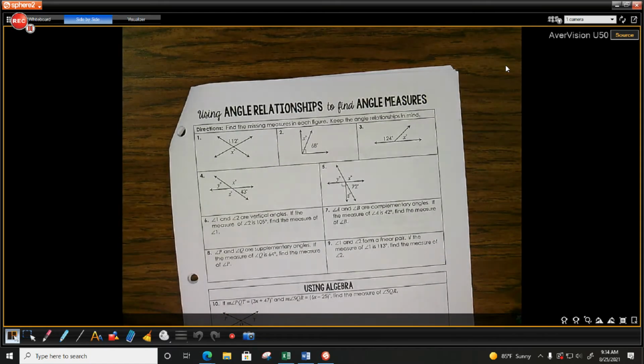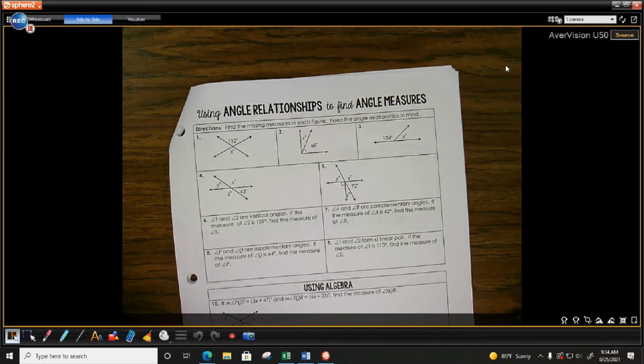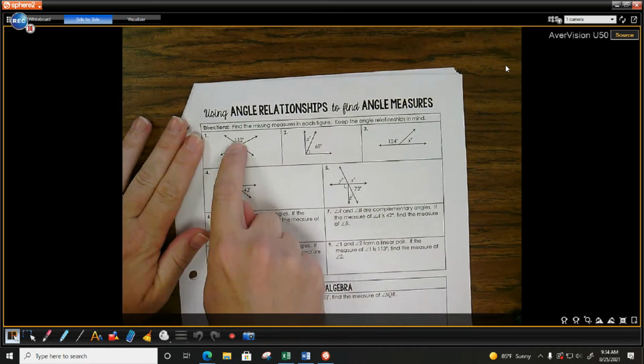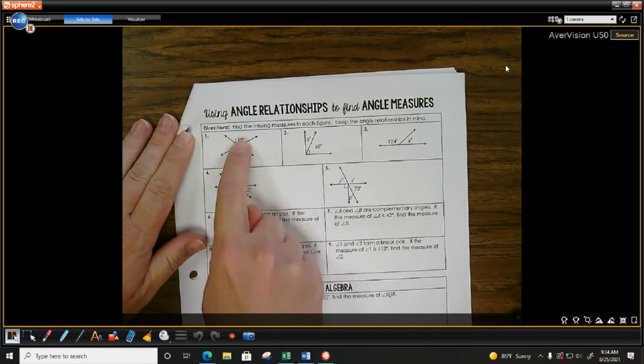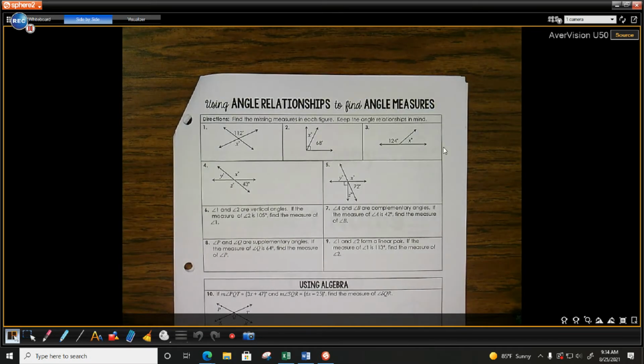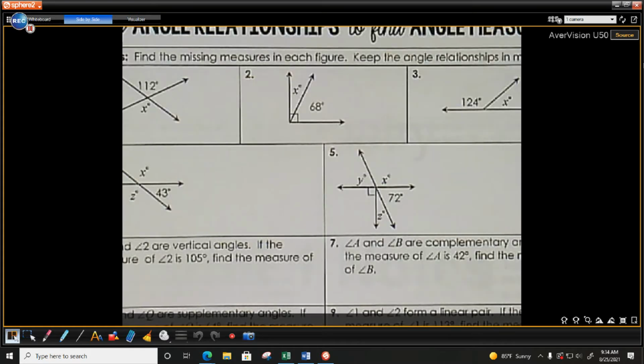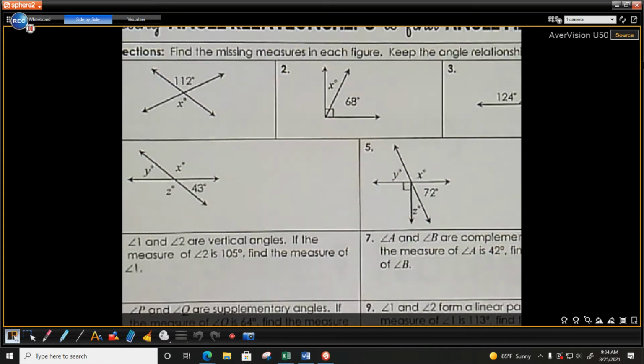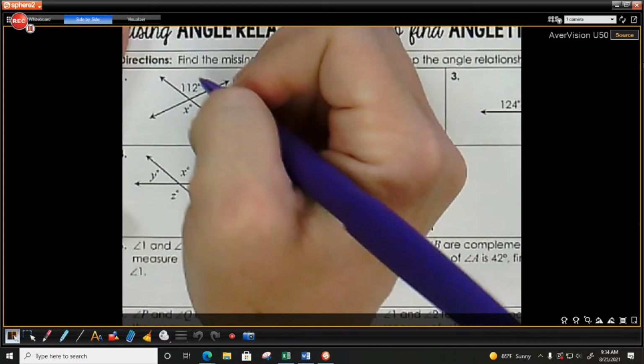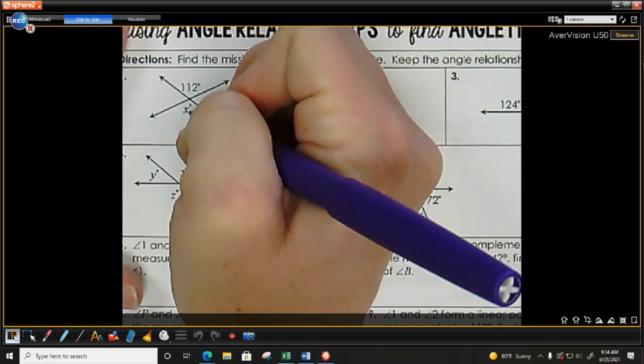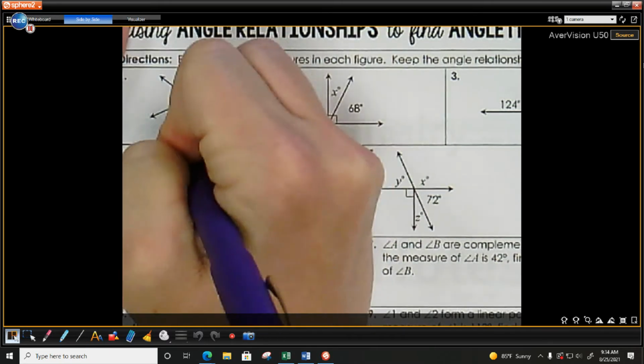Okay. So now we're going to use our angle relationships to find measures. Okay? Angle measures. Okay, so what kind of angles are these? They're vertical angles, and we know vertical angles are congruent. So if this angle is 112, what's this angle? 112, so x is 112 degrees.